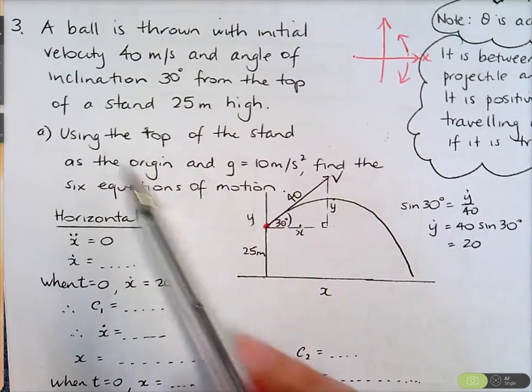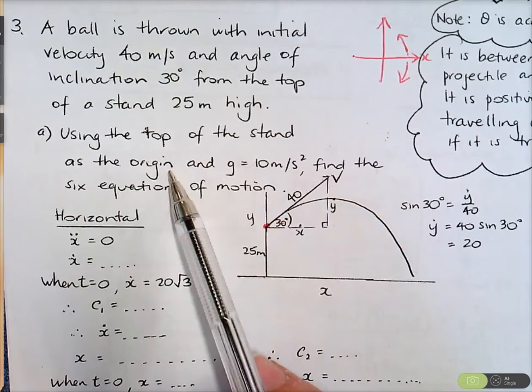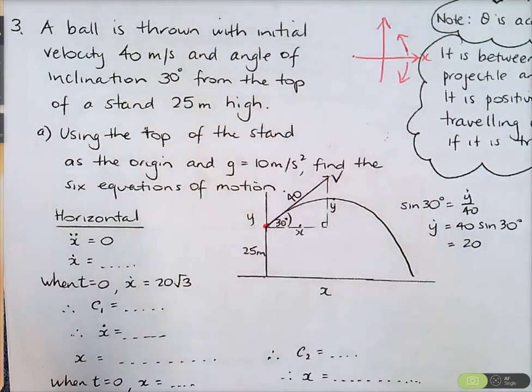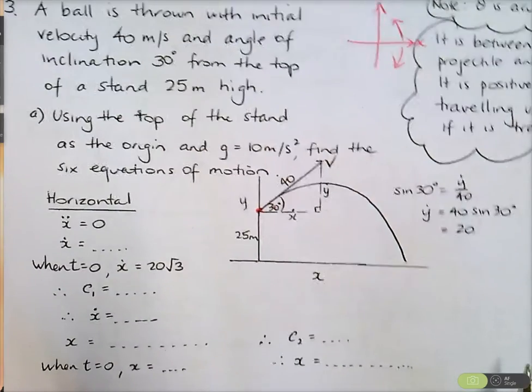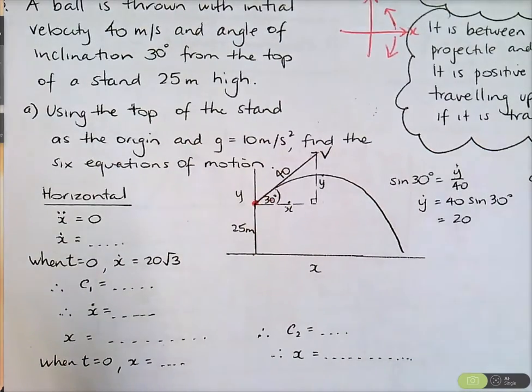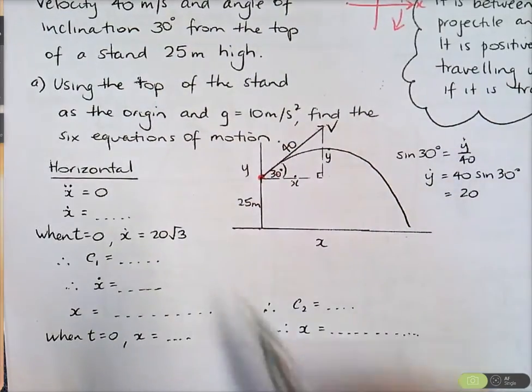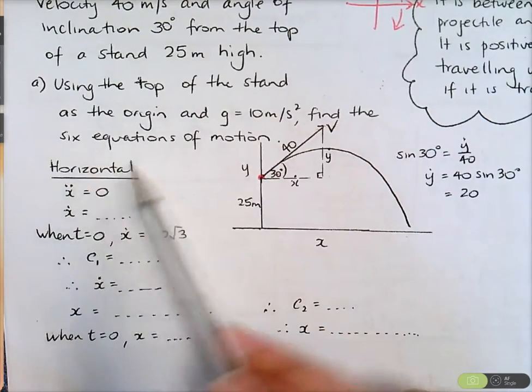Let's look at, it says using the top of the stand as the origin and g equals 10 meters per second squared, find the 6 equations of motion. 6 of them, meaning we want horizontal acceleration, velocity, displacement, and we want vertical acceleration, velocity, displacement. So you always start with horizontal motion.